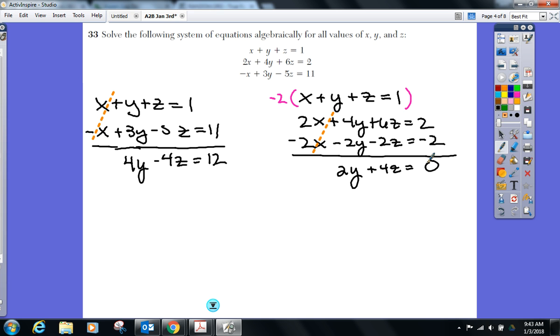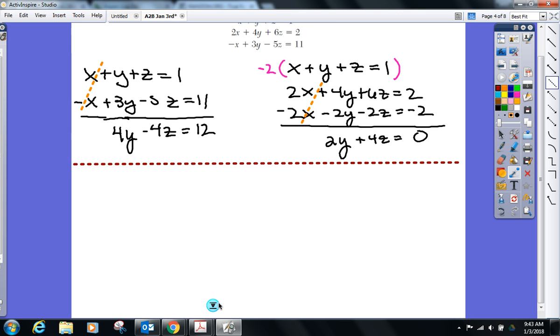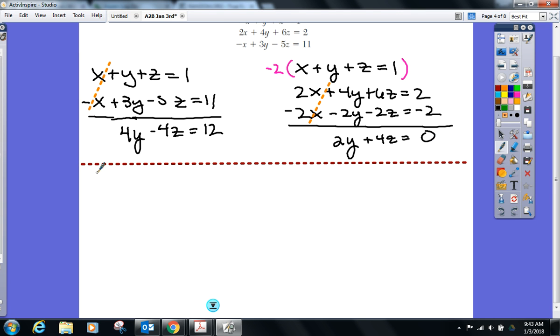All right, I've got to stay organized here, it'll drive me nuts. So I eliminated the x's. Here's what I have: 4y minus 4z equals 12, and 2y plus 4z equals 0. All I did was rewrite it. Oh, you suckers are lucky, huh? What do you notice right away? The z's are gone. I don't have to multiply by anything. Nice. I like it.